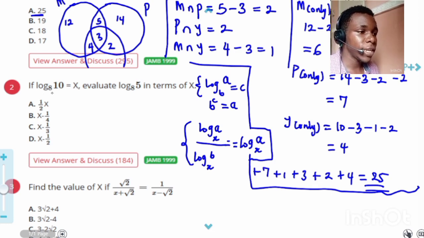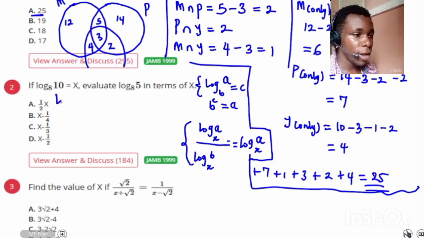So we are asked to find the log. Okay, the question goes this way. If log of 10 of base 8 is equal to x, evaluate log 5 of base 8 in terms of x. We are going to express log 5 of base 8 in terms of x. How do we do that? I'm going to first of all initiate the first law here, which says if we had log of 10 of base 8 equal to x, it is the same thing as saying 8 to the power of x is equal to 10.